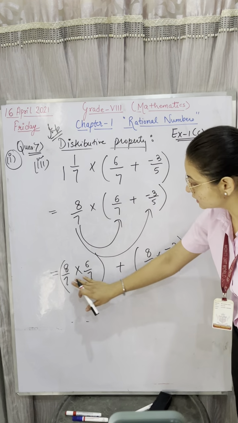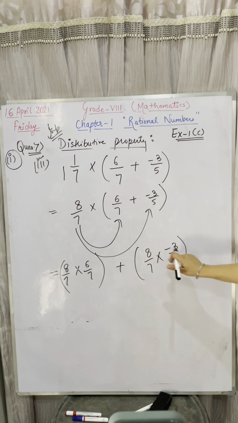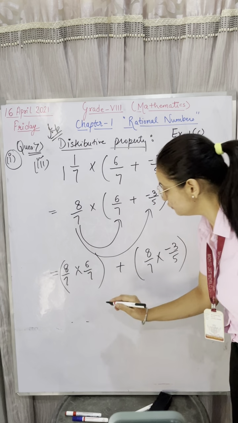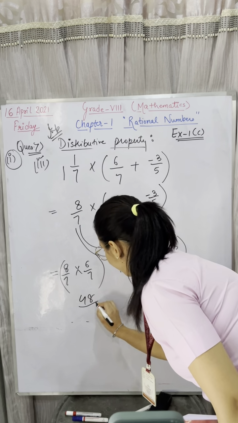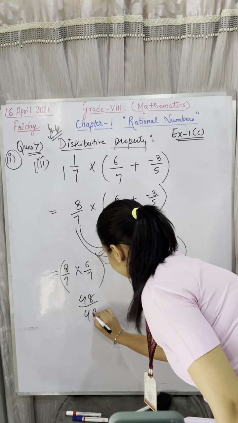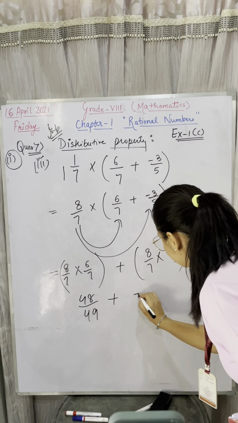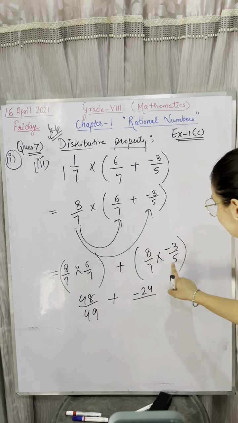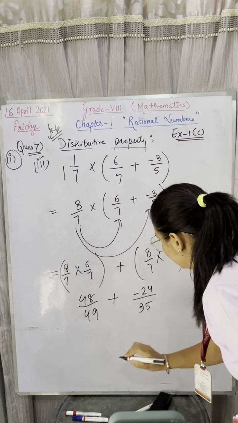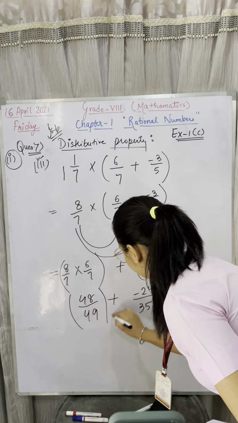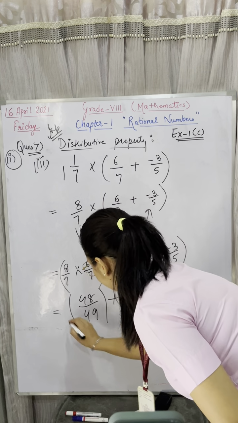Now can we cancel anything here? No. Anything here? No. So here 8 6s are 48, divided by 7 7s are 49, plus 8 3s are 24 and 7 5s are 35. Now please tell me the LCM of 49 and 35. Quickly.